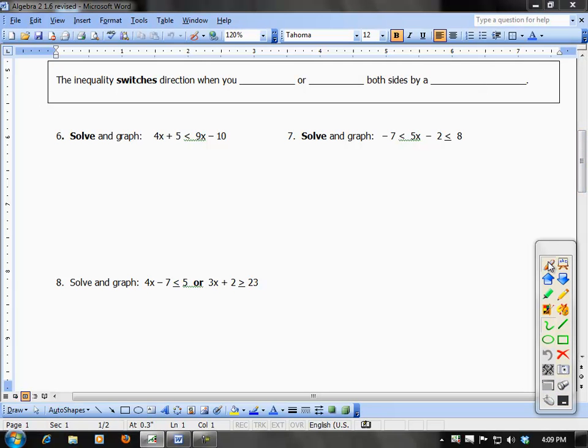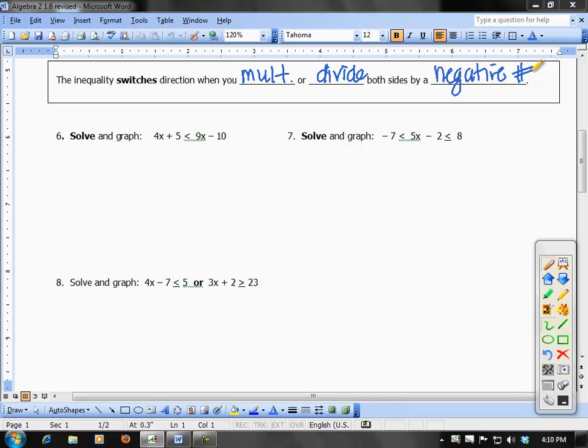Now, not only are you going to graph them, you're going to solve them. So we're going to go back to section 1.3 for a little bit, and we're going to solve them as if they were an equal sign. However, I've boxed this in for a reason. This is more important than anything else. You will have to switch the direction of your inequality sign if you multiply or divide by a negative number. The rule in mathematics is that a negative number affects the inequality sign by flipping its direction.